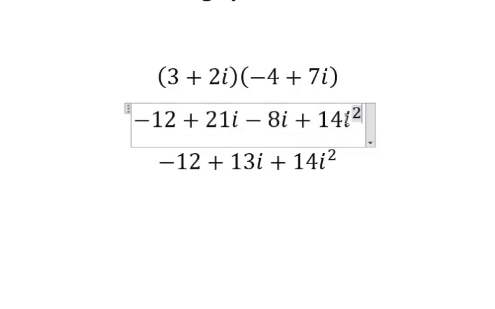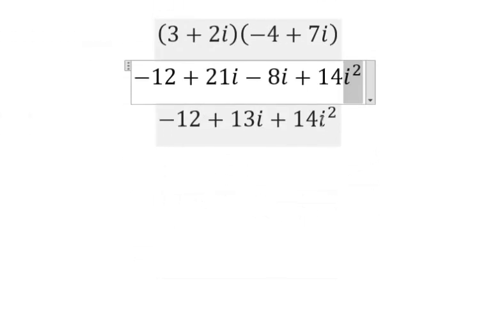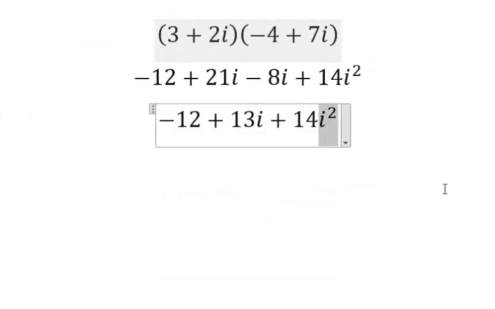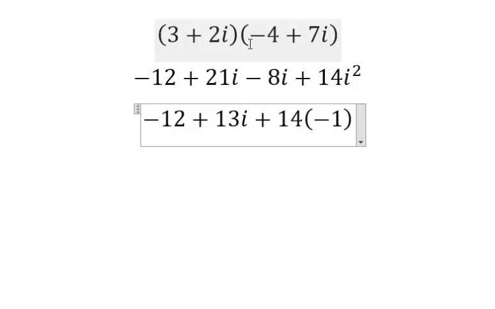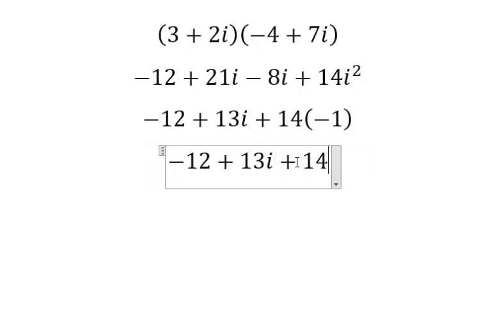Now, i squared, for those of us who have already studied complex numbers, we need to remember that i squared is the same thing as negative 1. So instead of i squared, I'm going to put inside parentheses negative 1. That way I can multiply it with 14. So I'm going to do it, and 14 is going to change from positive to negative. Once I have multiplied, you can see that minus 12 and minus 14 are like terms, so we can simplify them.